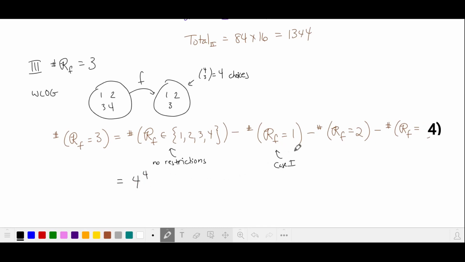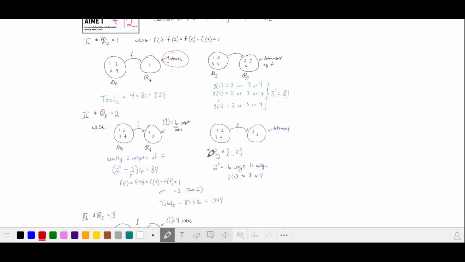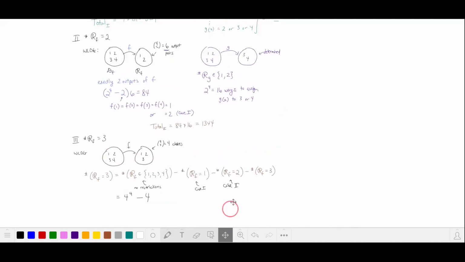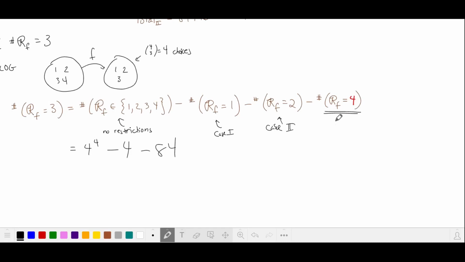This quantity is just the number of possible Fs in case 1. In case 1, we had 4 possibilities for assigning our 4 numbers to one number in the range. So we'll subtract 4. This is our case 2 quantity. That was 84. This last term means that we're assigning the 4 inputs of our function f to exactly 4 output numbers. We can do that in 4 factorial ways. F of 1 can be one of 4 values, f of 2 can be one of the remaining 3, and f of 3 can be one of the remaining 2. Altogether, this is 144 possible ways to assign f.